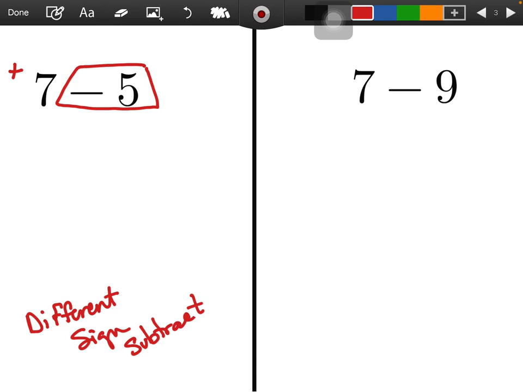So 7 minus 5 is 2. Let me make this black so it matches. 2. So this would be 7 minus 5. Okay, let's look at this one.